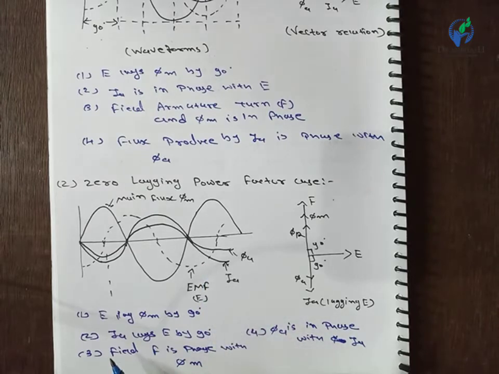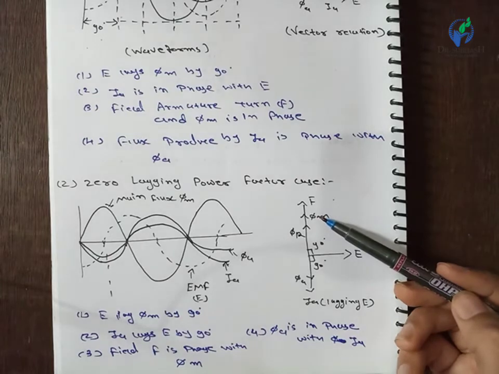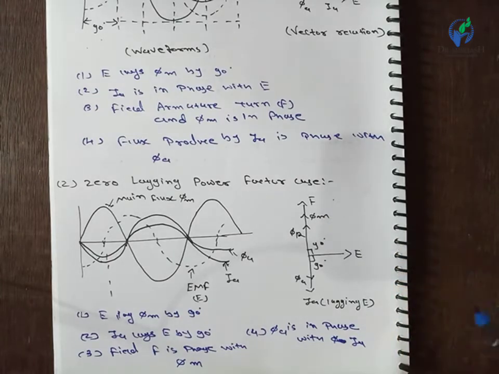The third point is that the field F is in phase with the flux phi m. And the fourth point is that flux phi A is in phase with armature current IA.